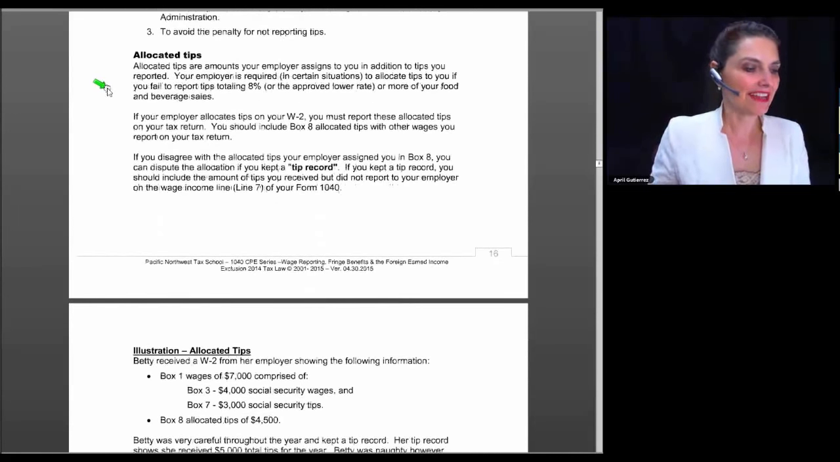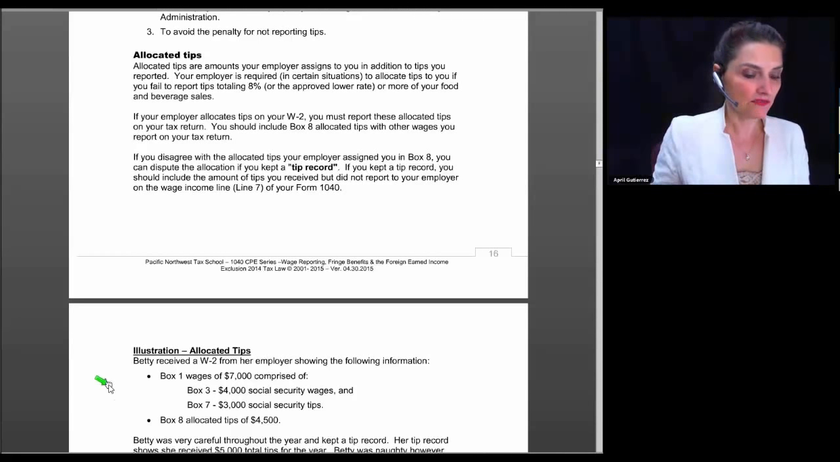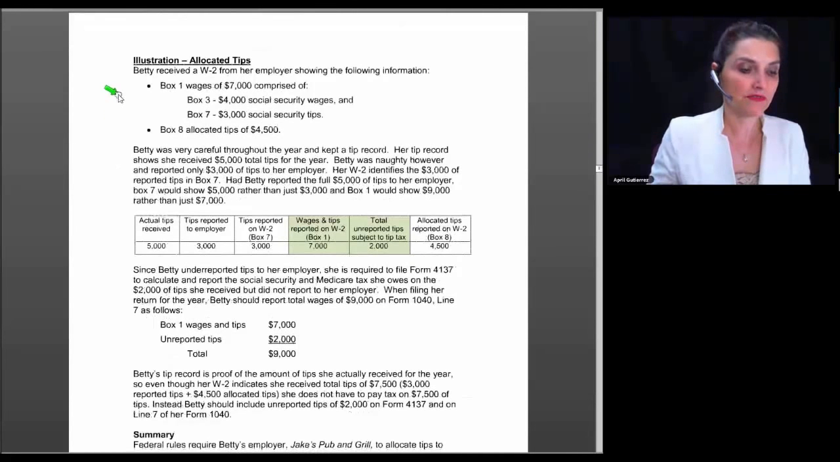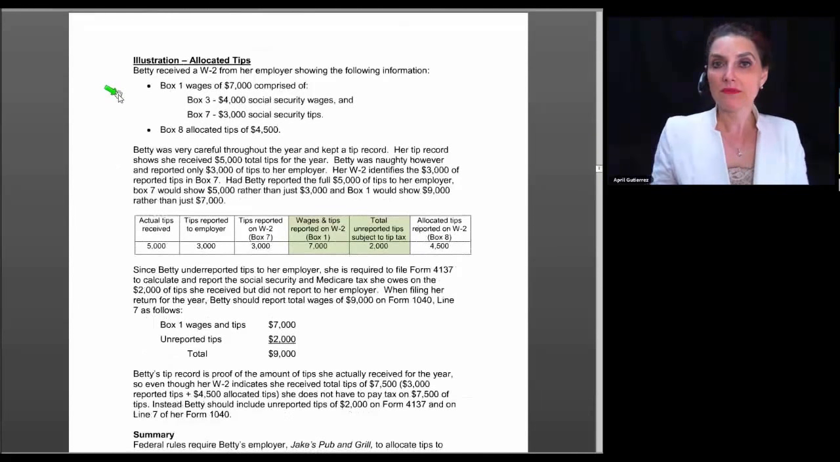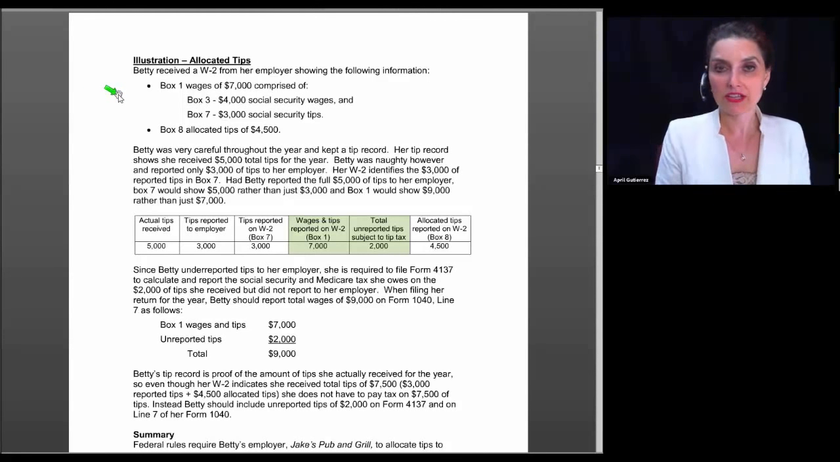Allocated tips. Allocated tips are the amounts that your employer has to include on your W-2 because not enough tips were reported during the year. And if you get an allocation of tips on your W-2, you're basically stuck with it unless you can show that you didn't receive it. But if you did keep a tip record, the IRS considers that tip record to be proof that you did not receive all of the allocation, or at least that some of the allocation should not be required for you to be putting on your tax return as income.